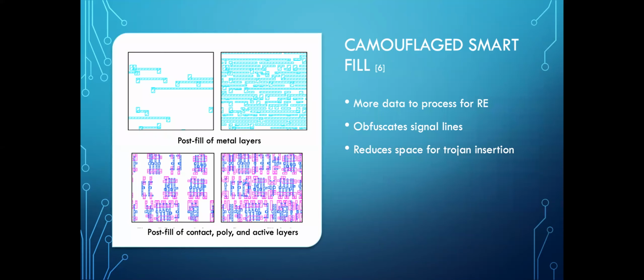One of the proposed solutions against this is Camouflage Smart Fill. This is pretty easy to explain. Basically, you have your initial design. This is fully functional, how you intend your design to operate, and you take it and you just fill it in with more layers to obfuscate your design's purpose and signal lines and whatever. It makes it more difficult to reverse engineer. What this also does is it reduces the amount of space in which a Trojan can be inserted. So it makes it that much more difficult to implement a Trojan attack.